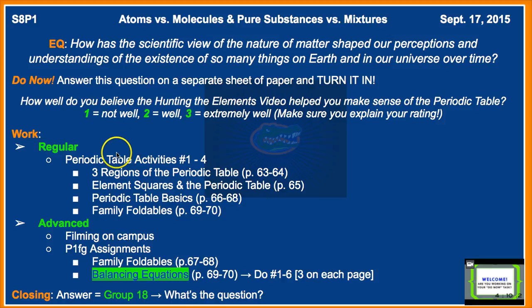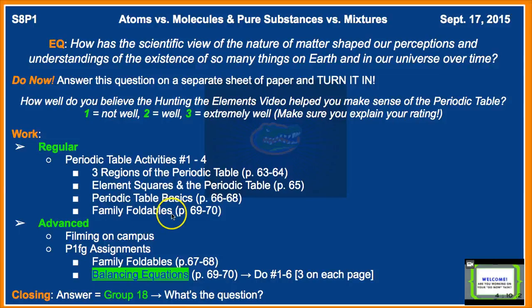For regular classes, your first activity will be the 3 regions of the periodic table, very interactive. The element squares in the periodic table: you'll get your actual first copy of the periodic table and start to decipher some things on it. Then we're going to do the periodic table basics activity, where we look at how we make the structure of the atom, we're counting the subatomic particles, and we're organizing them based on some patterns.